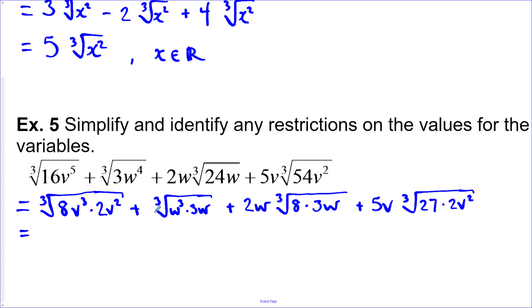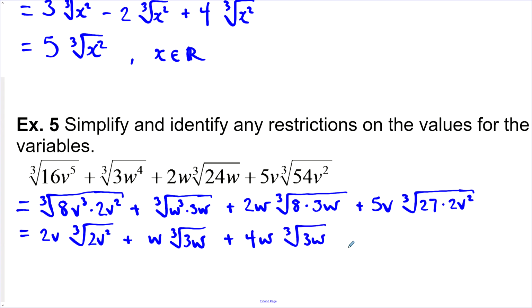Let's actually get these perfect cubes out now that we've separated them. So we've got 2v, cube root of 2v squared is still in there. We've got w, cube root of 3w. We've got cube root of 8 is 2, so 4w, cube root of 3w. And cube root of 27 is 3, 3 times 5 is 15v, cube root of 2v squared.